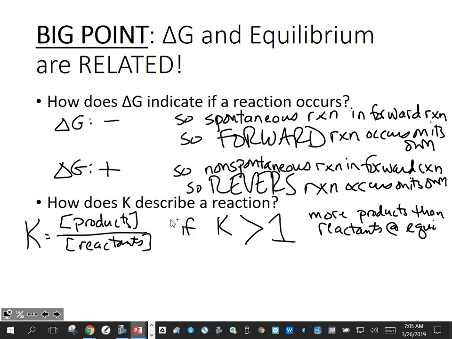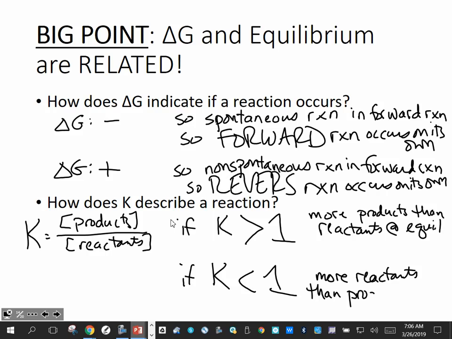Right, just flat out, that's what it means. And if K is less than 1, then the opposite is true. We must have more reactants than products at equilibrium. The magnitude of K in reference to 1 gives us information about which thing we have more of. Well, okay, here's the thing. These two statements, the statements about the sign on delta G and the magnitude of K, they're actually very intimately related to one another.